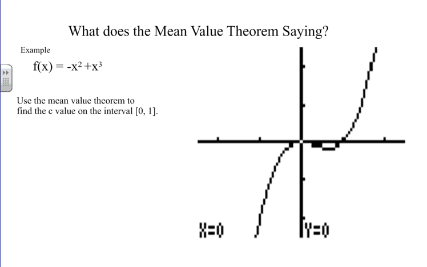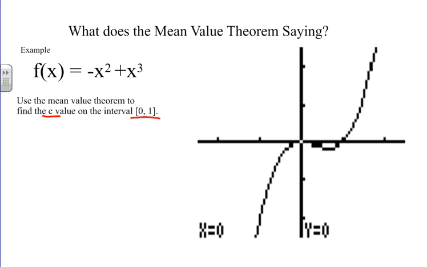Now, what does this mean? What is this really saying? Well, let's do an example. I think this will probably help us out. We have this right here, our function. I've graphed the function over on the right. Now, we want to use the mean value theorem to find the value C on this open interval from 0 to 1.